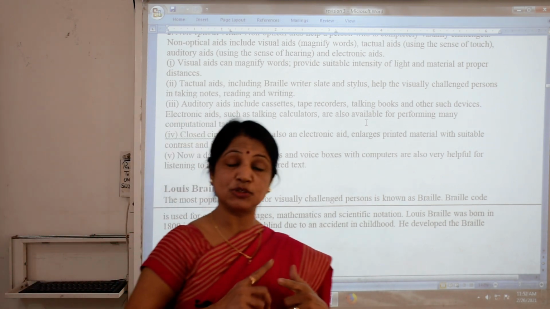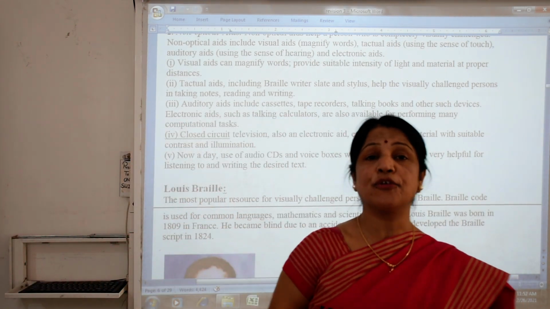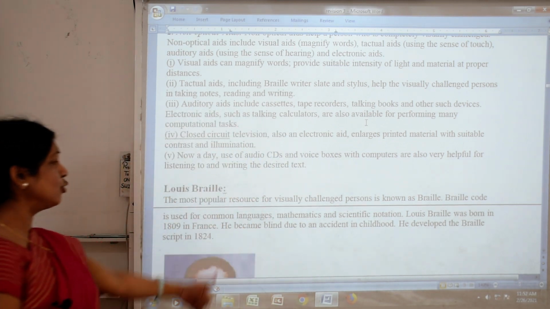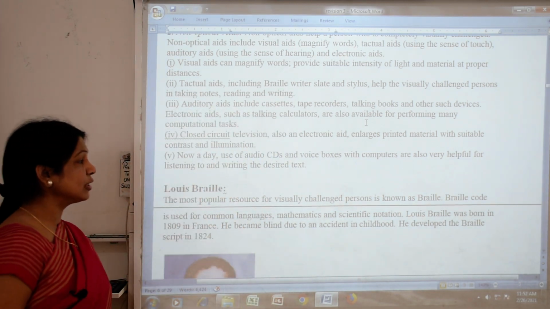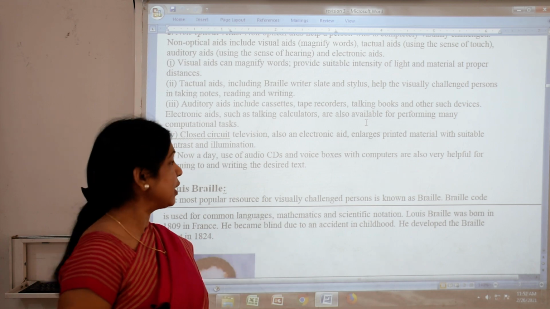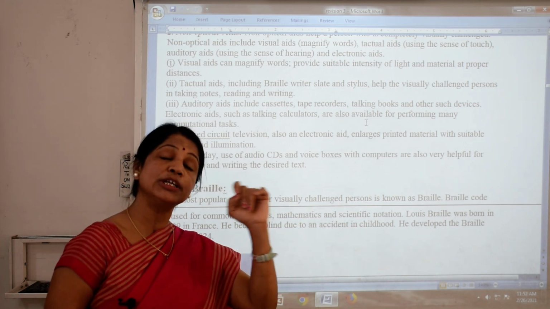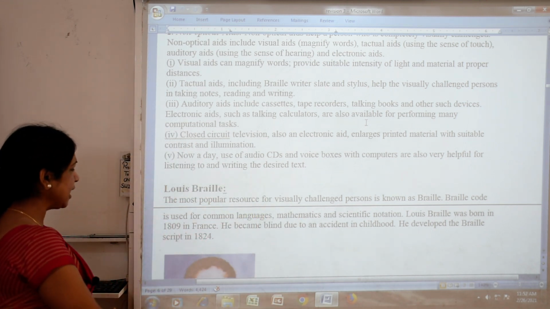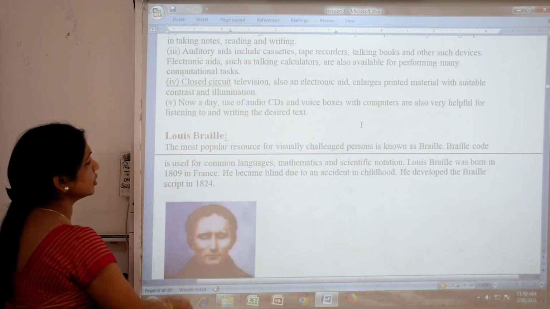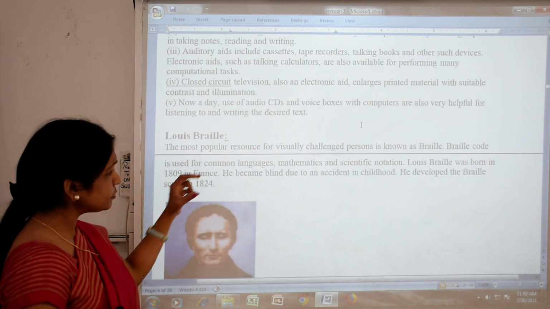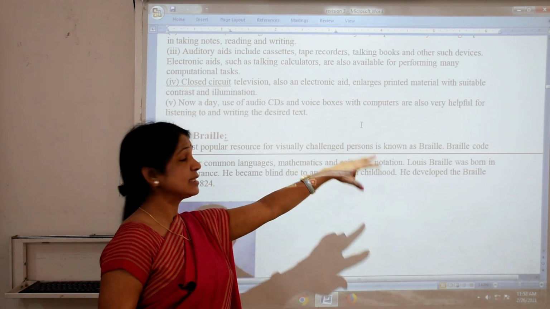Who is Louis Braille? Why was he famous? He is the most popular resource for visually challenged people. He is known as Louis Braille. And what is the Braille code? It is used for common language, mathematics, and science.